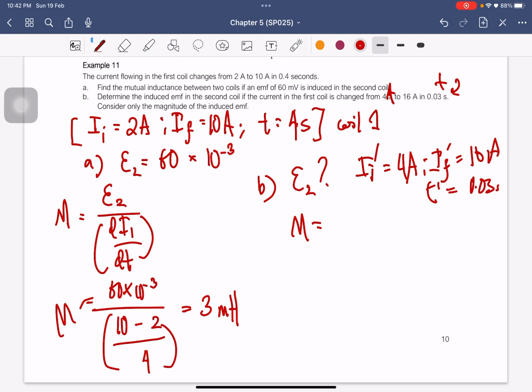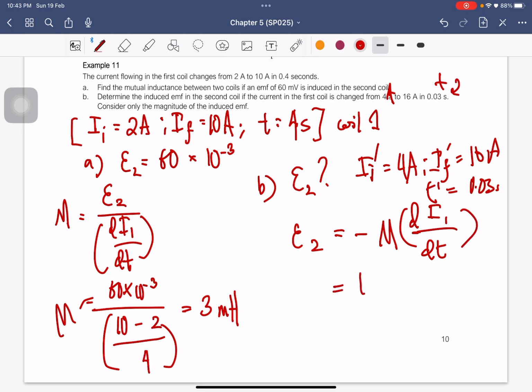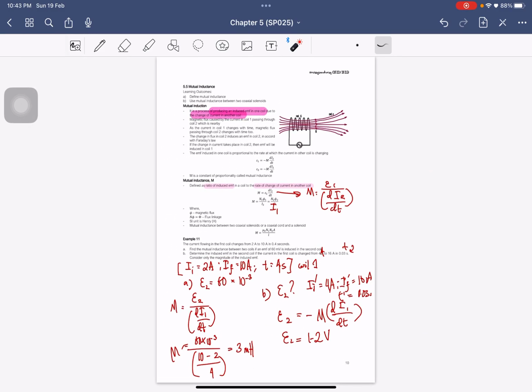So now the mutual inductance should be equal to the above, but it's going to be negative M. Only the current changes. So it's going to be 1.2 volt. You should get this one. Right, so this one is final minus initial. Okay, so that's basically subtopic number 5, and this is all for chapter 5.